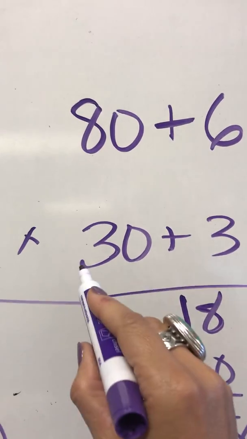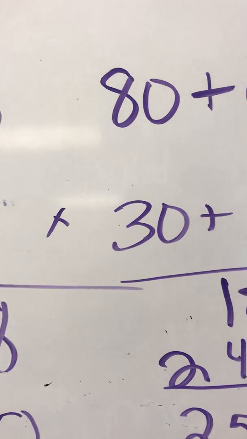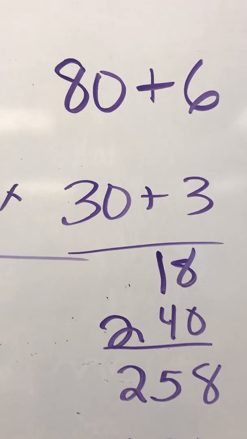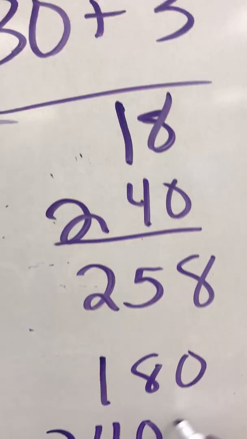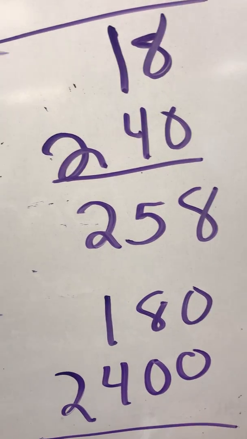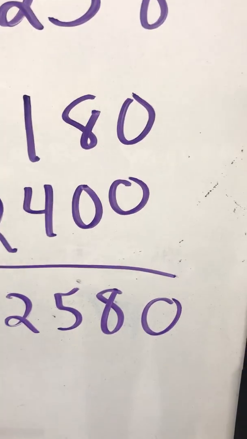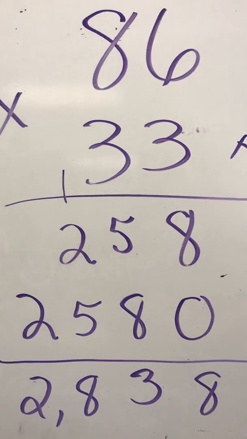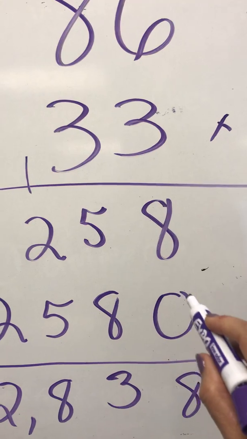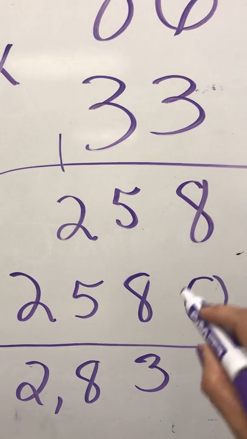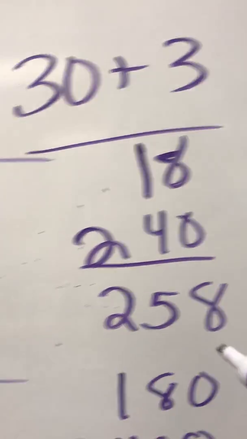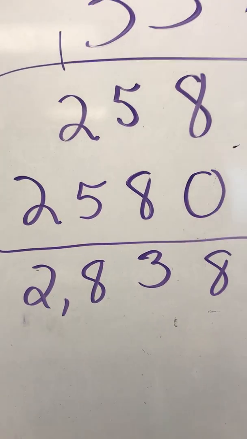Now you're going to take your 30 and multiply it by 6. 30 times 6 is 180. 30 times 80 is 2,400. And you get 2,580, which is exactly what you got when you multiplied here. The only difference is lots of times your student, or maybe even you, didn't really know why you're putting a placeholder there. But now you do. And then you would add 2,580 plus 258, and you would also get 2,838.